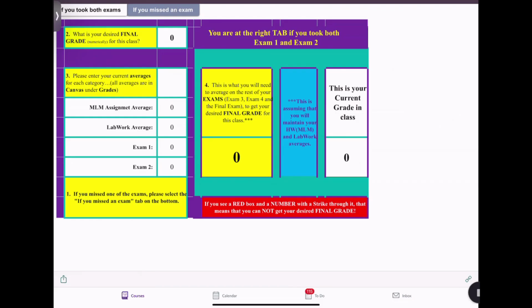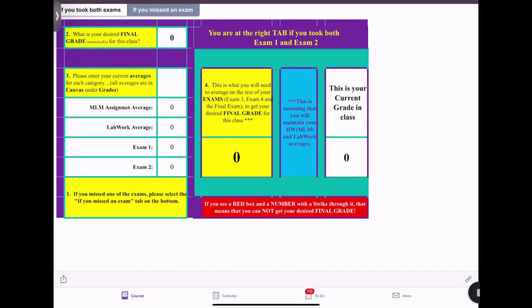Step 3, you are to put in your MLM average, your lab work average, exam 1 and exam 2, which you can find all of that in your Canvas gradebook. Right? The average is all the way to the bottom where it's bold. Those are your averages, and then exam 1, exam 2, you'll have to scroll up a little bit, and you'll see those. All right? Once you plug those in, the big fat yellow box in step 4 is what grade you have to average in exam 3, exam 4, and the final exam to get the grade that you want. Okay? Assuming that your MLM average stays the same and your lab work average stays the same.